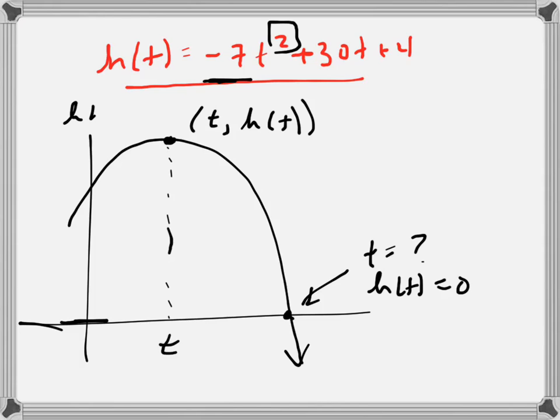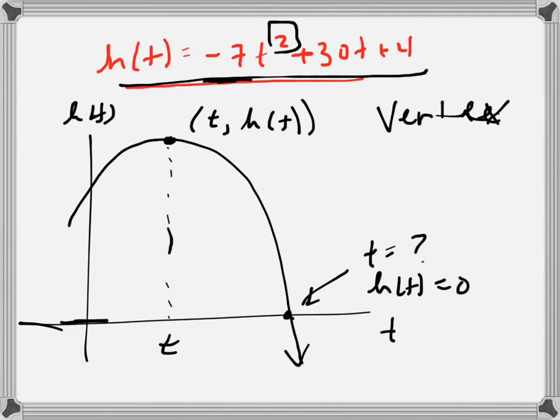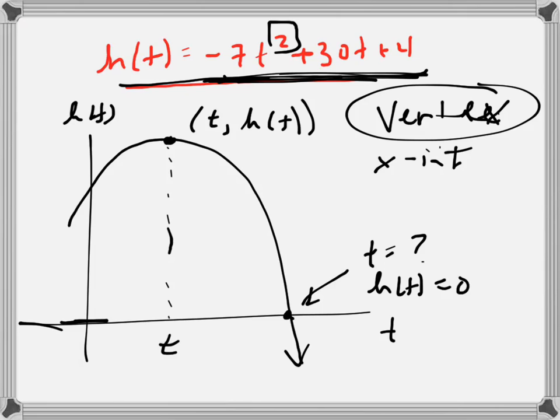So this is your h of t and this is your t, and so they want me to find basically the vertex, and they want me to find the x-intercept, and then interpret those results. Well, to solve this, I have three choices. Let me start over. To find the vertex, I have two choices.